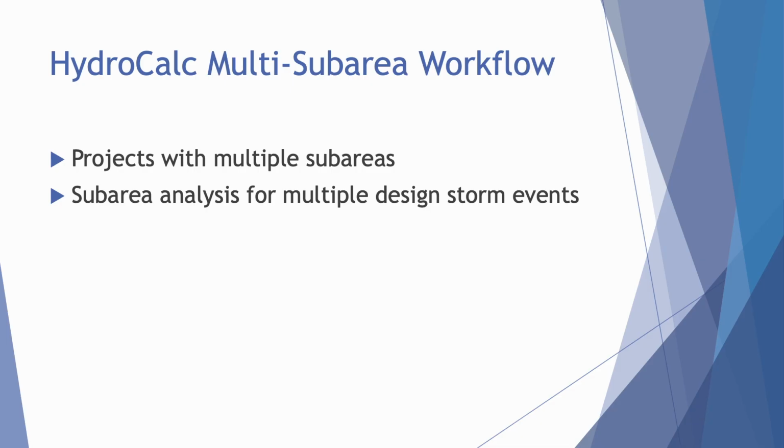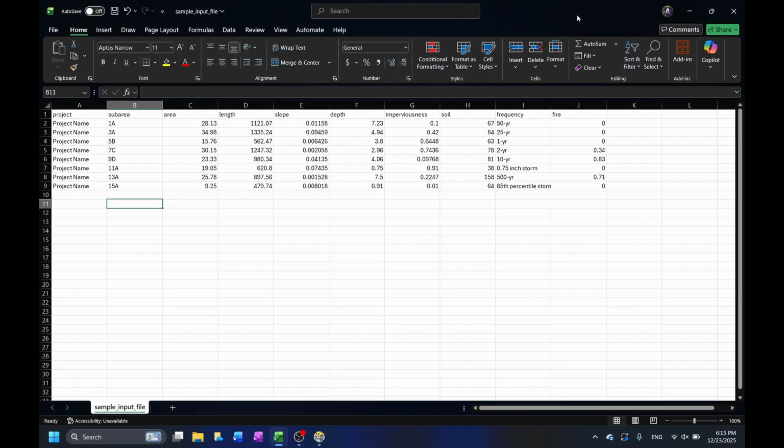They can be edited with simple text editors like Notepad or with spreadsheet software such as Microsoft Excel or Google Sheets. The CSV input option allows you to define multiple subareas in a single file, quickly test different design storms, and maintain consistency across inputs. Let's take a look at the required CSV format.